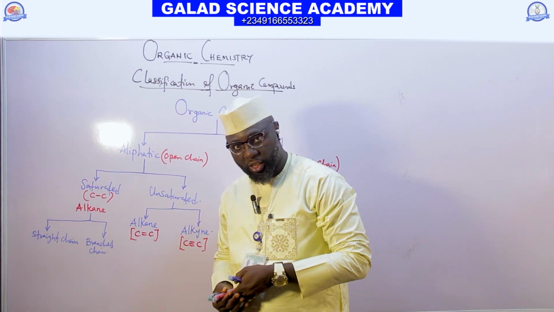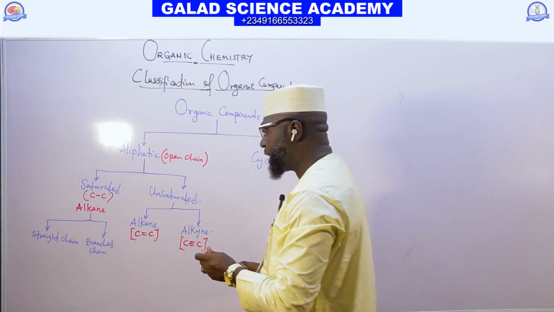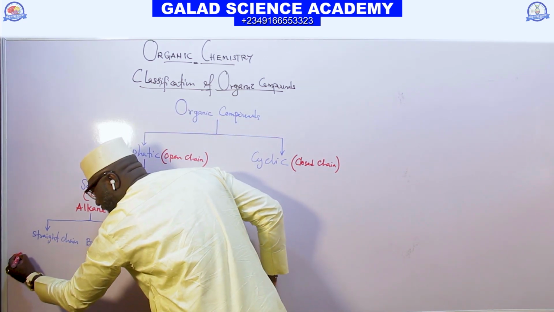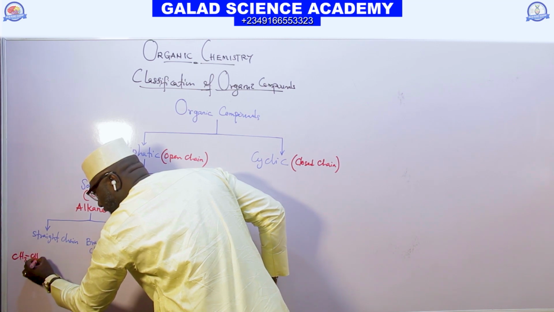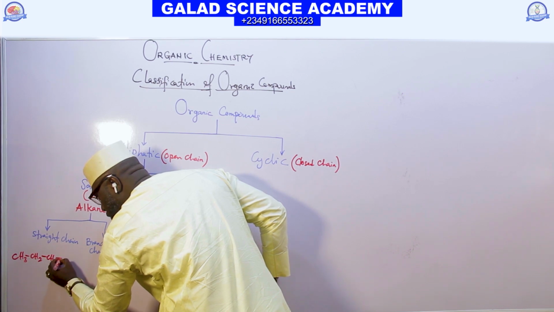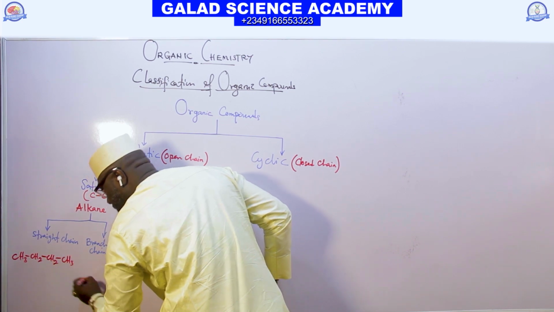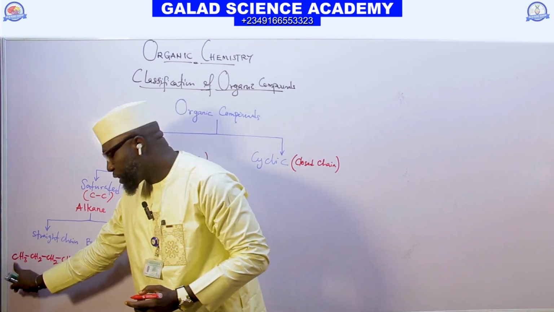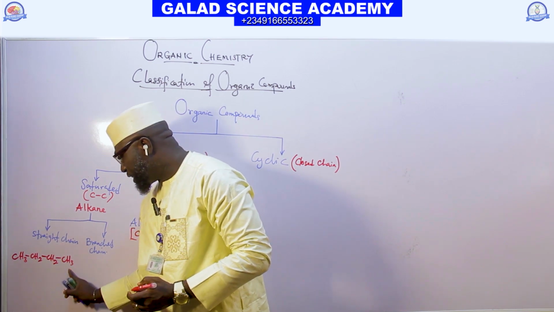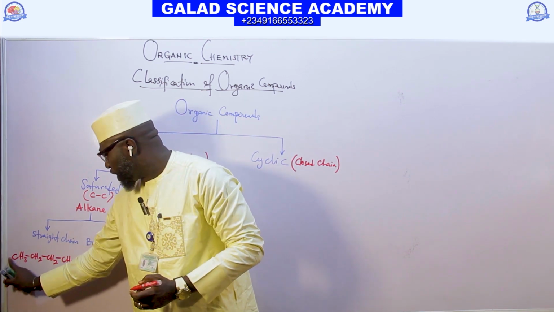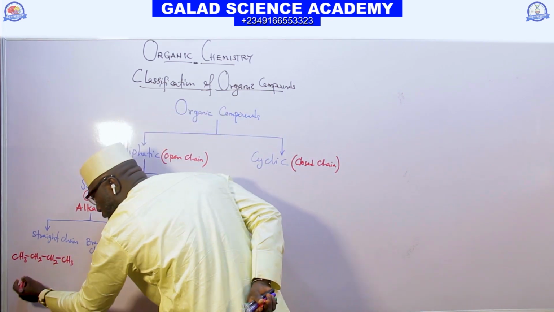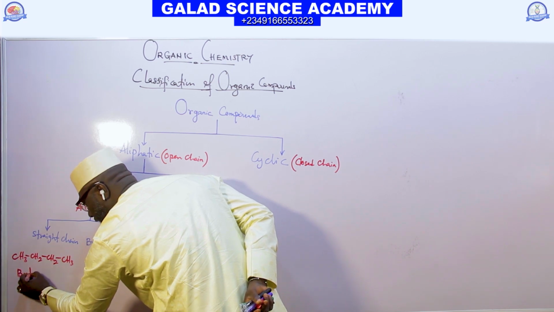Let me take this as a case study for the straight chain. If I have a compound with CH3, CH2, CH2, CH3, look at this compound. It contains four carbon atoms, in a straight chain. And the name of this compound is butane.